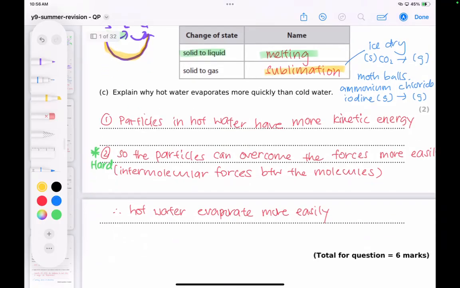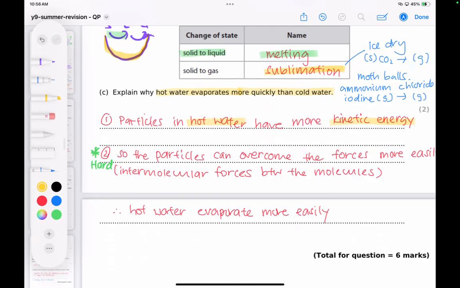All right, next one, the final question here is why does hot water evaporate more quickly than cold water? Most students are able to score the first mark. Basically, it says that hot water has more kinetic energy. So by increasing the temperature, we also increase the speed, the movement of the particles in the hot water.